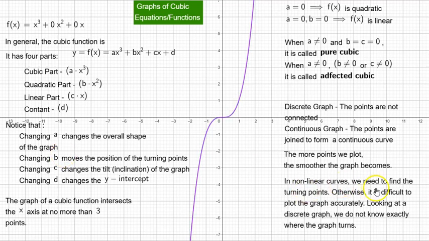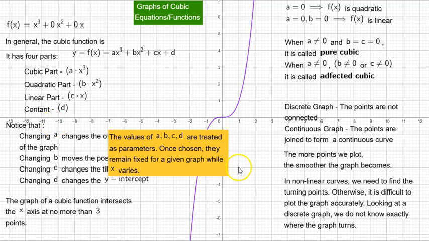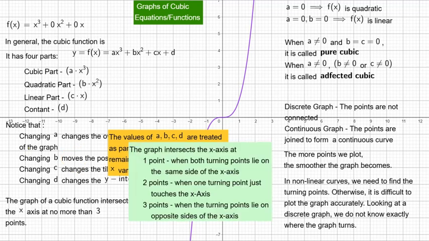In non-linear curves, we need to find the turning points. Otherwise, it is difficult to plot the graph accurately. Looking at a discrete graph, we do not know exactly where the graph turns. So that is why the more points we plot, the smoother the graph becomes. But it is the turning points which become much more critical. Now, the values of a, b, c, d are treated as parameters. Once chosen, they remain fixed for a given graph, while x varies.